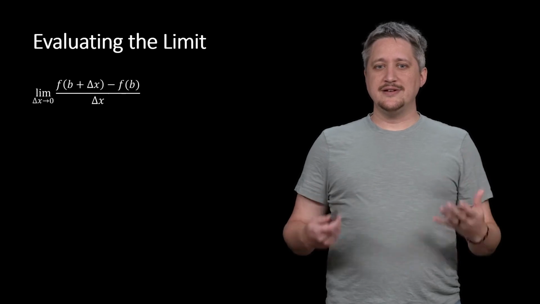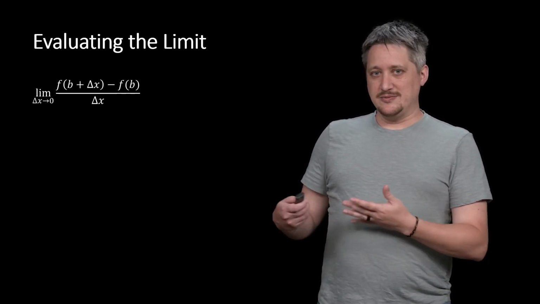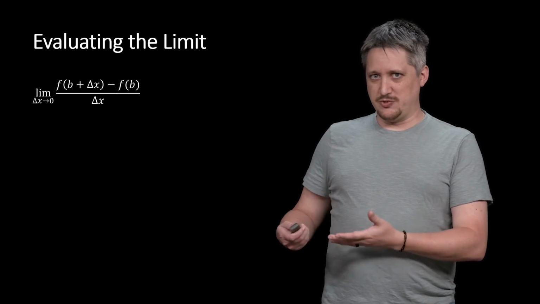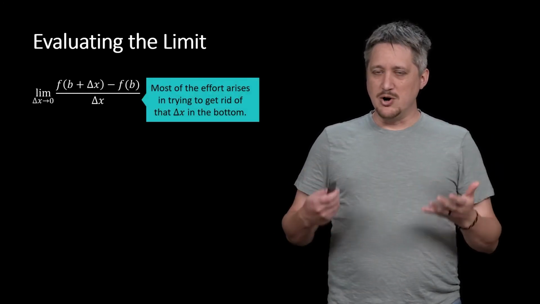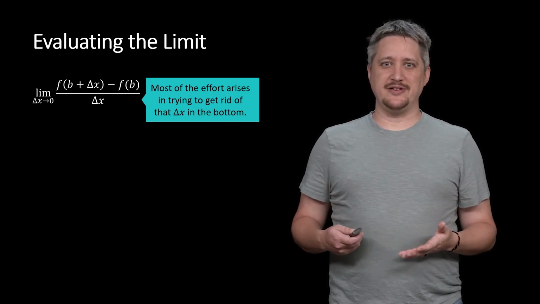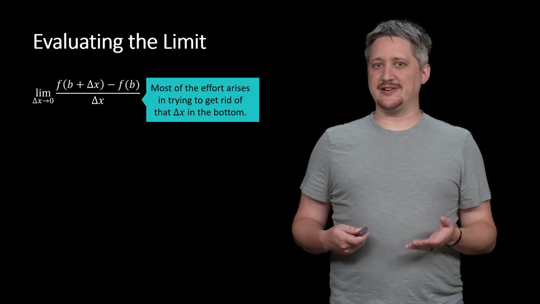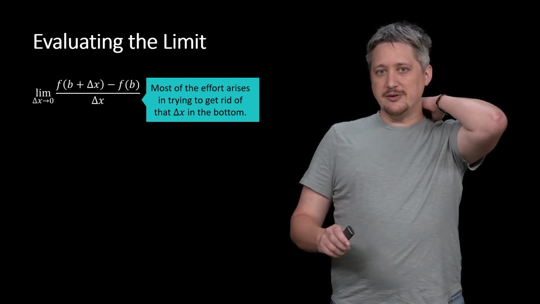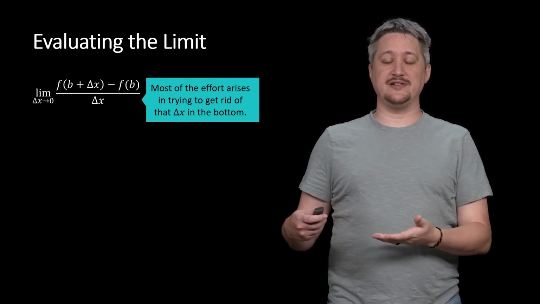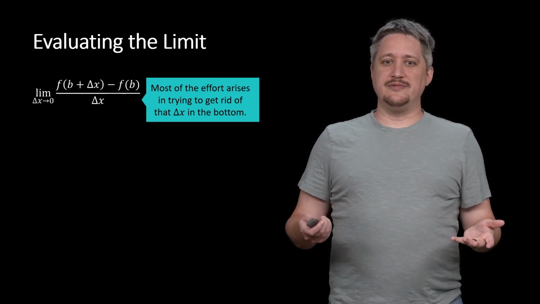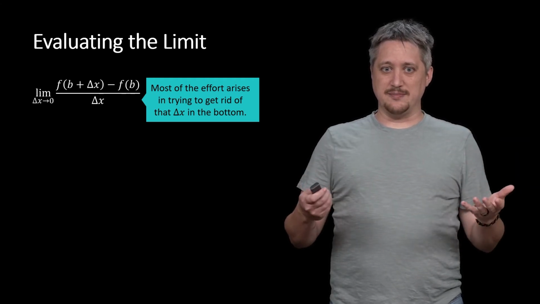So then how do we evaluate this? Well, obviously, we need a specific function when we go through this, but it's worth a note that most of the effort in dealing with this difference quotient arises in trying to get rid of that delta x in the bottom, right? Because right off the bat, if we tried to substitute delta x being 0, well, that's going to blow this thing up, because I have 0 in the bottom.